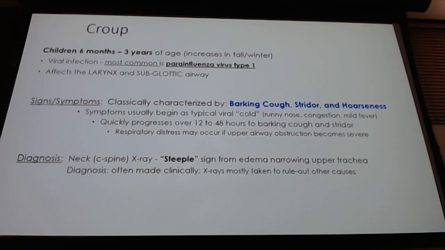Typically, kids will be sick for a couple days, and then after about 2 days, they'll start doing the weird cough, the barking cough, the seal-like cough. Usually it's self-limited. We'll talk about the treatment after this.